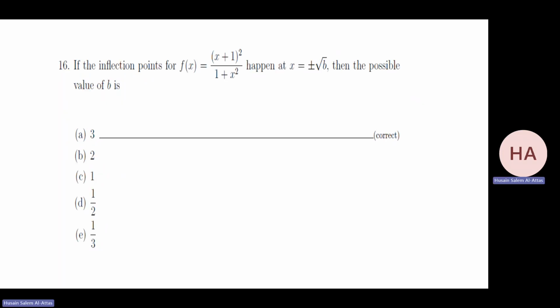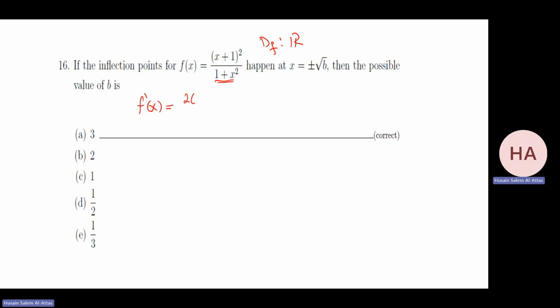Now let me continue. If the inflection point happens at this, then the possible value of B is... We'll do the same. By the way, the domain of F is what? All real numbers, because this cannot be 0. So I have F prime. We need to be careful with F prime.